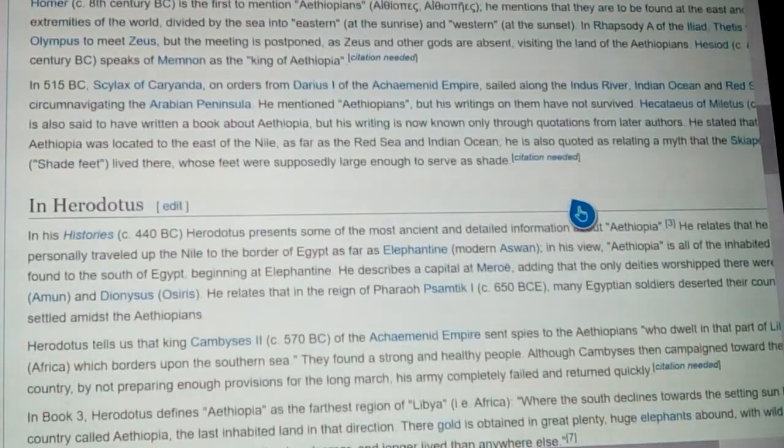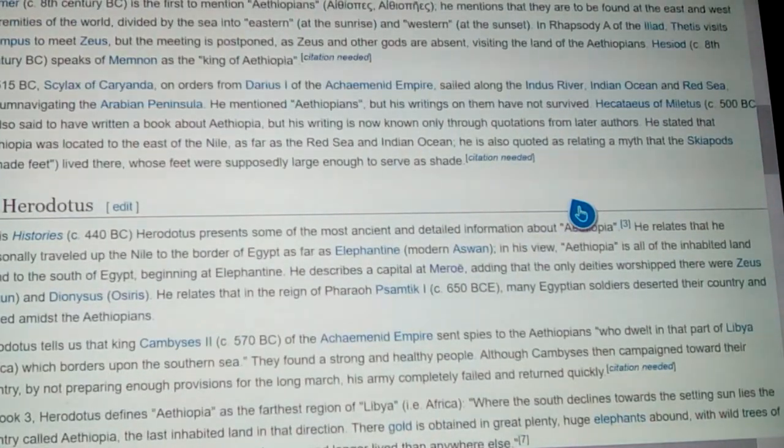So in 515 BC, Skylax of Caryanda, on orders from Darius, first of the Achaemenid Empire, who professes himself to be an Aryan, by the way, sailed along the Indus River and the Indian Ocean and the Red Sea, circumnavigating the Arabian Peninsula. He mentioned Ethiopians, but his writings on them have not survived really. But Hecataeus of Miletus, about 500 BC, has also written a book about Ethiopians, but his writing is now only known through quotation from later authors.